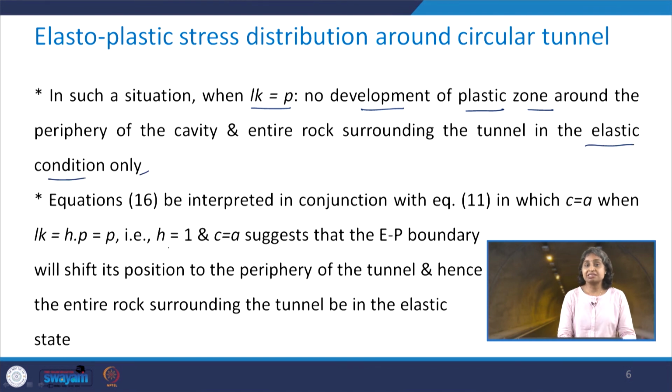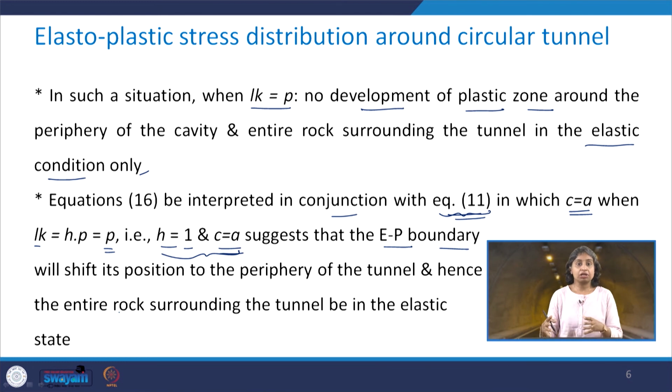So, this equation 16 can be interpreted in conjunction with equation 11. When I say equation 11, you need to refer back to the previous lecture, because this is a continuation of that, where we had C equal to A when kappa becomes equal to P, or H equal to 1 and C equal to A. These two conditions suggest that the elastoplastic boundary will shift its position to the periphery of the tunnel, and therefore the entire rock surrounding the tunnel will be in the elastic state.